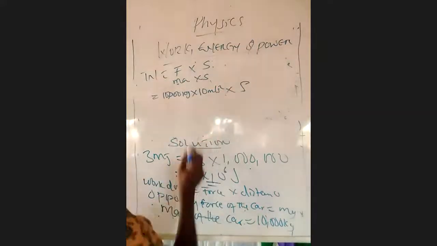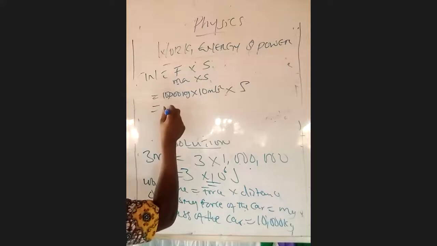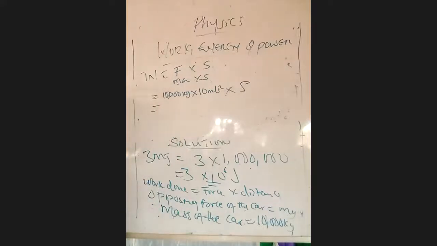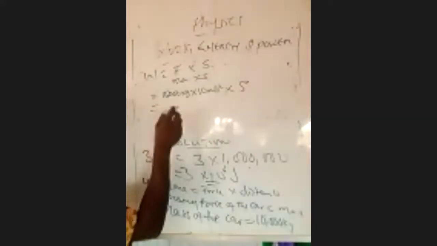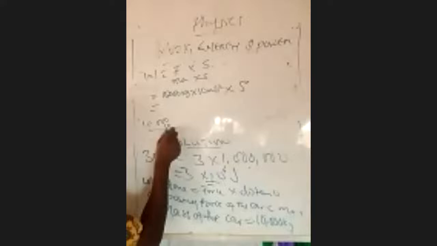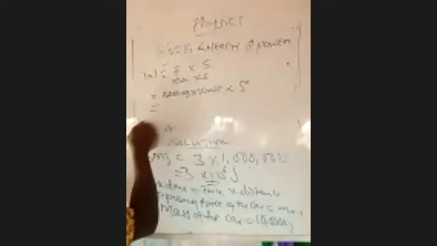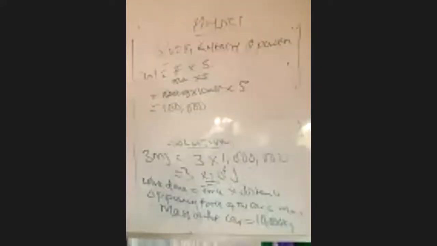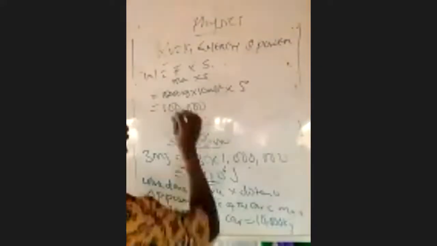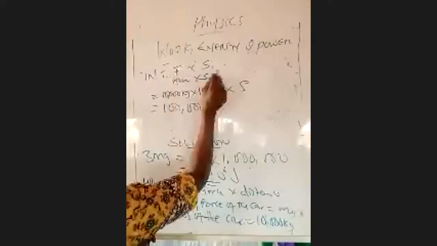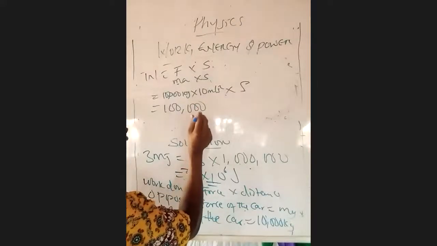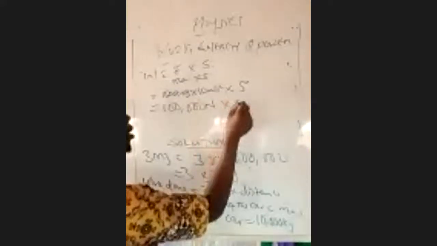The distance is not given. So we do 10,000 times 10, the mass and the acceleration. This will give us 100,000. So 10,000 times 10 meters per second squared is 100,000, and this is the force, to be multiplied by the distance.